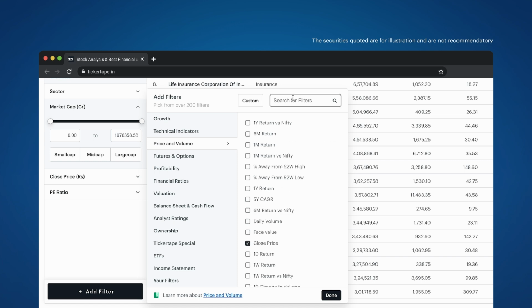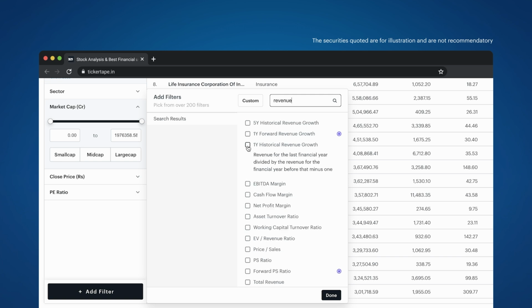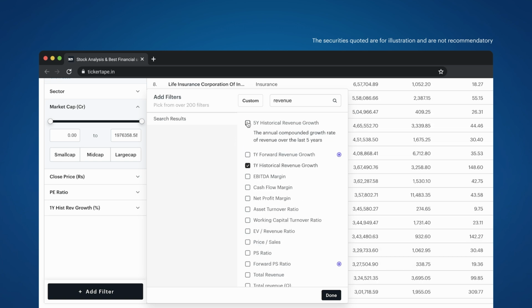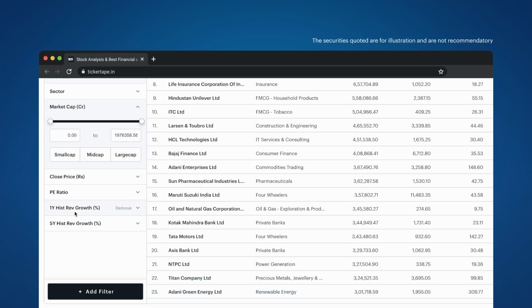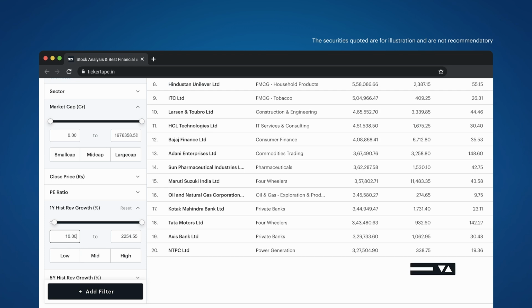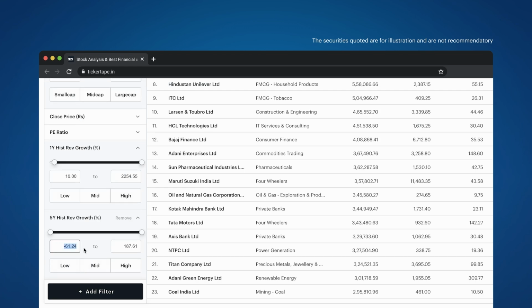Once you have filtered out close to about 500 stocks, you can filter out the company historical revenue. For this, you can look at both the 5-year historical revenue growth and 1-year historical revenue growth. Both should ideally be more than 10%. This will ensure that the company is stably growing its business.